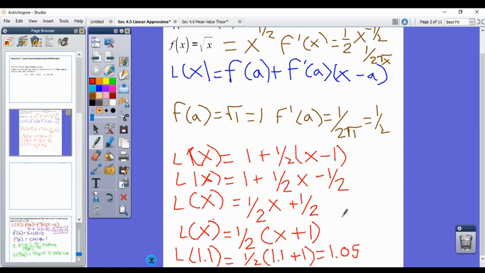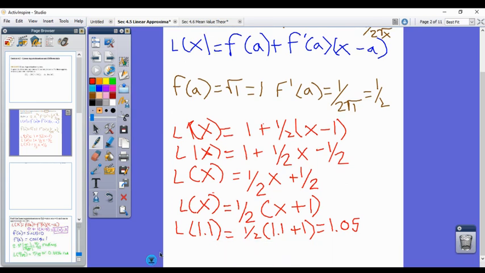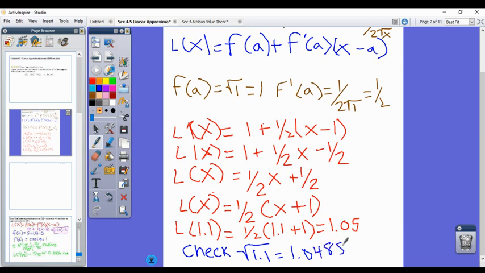And if you check this, if you plug into your calculator the square root of 1.1, I'm going to get 1.0488. So I did a good job. Yay. This is good because we know that our linear approximation is good. Now we're going to see a second example where it is not good, and we're going to have to pick a different a value.